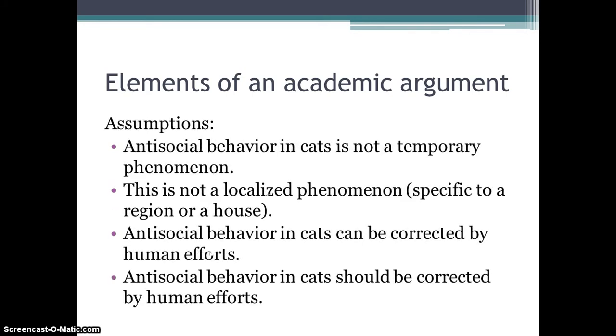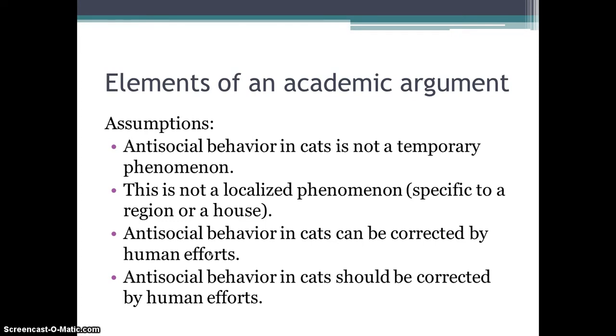Okay? And by considering these claims and the evidence, we could also start to understand some assumptions about the writer. We could be finding out if this is a historic problem. We could find out that antisocial behavior in cats is not a temporary phenomenon. It's not something that's been caused by our modern conditions. It's not a localized phenomenon specific to a region or a house or an owner. We could assume that antisocial behavior in cats can be corrected by human efforts. This might be another claim that we have to prove. And not only that it can be corrected, but that it should be. That would be a moral assumption that we could find underlying.